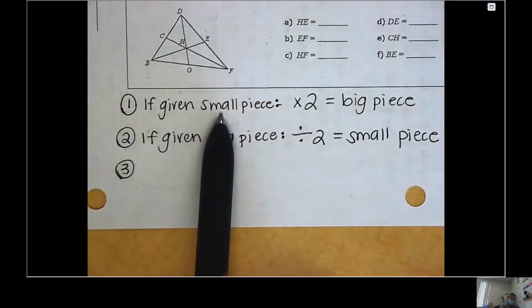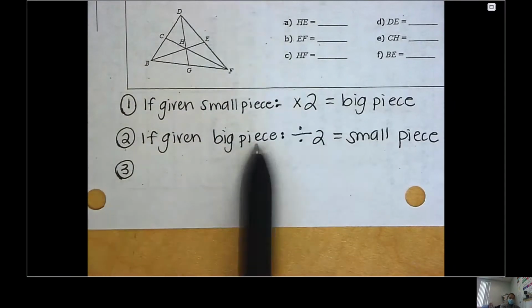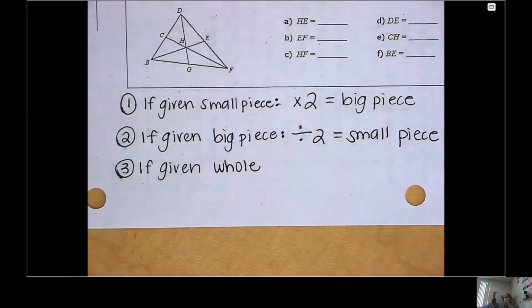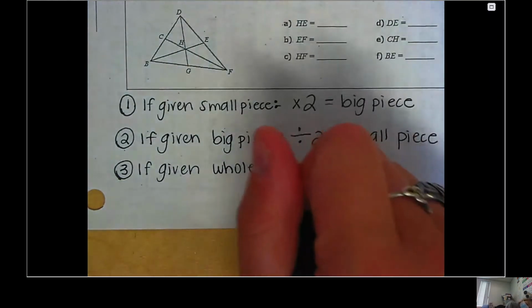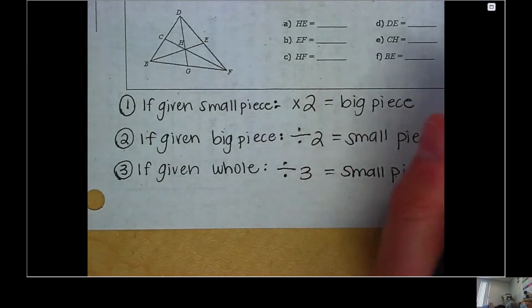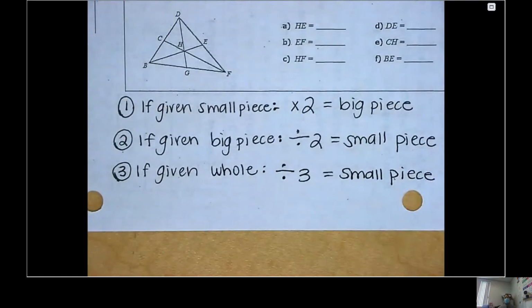Okay. So last scenario. If you're given the small piece, multiply by 2. Given the big piece, divide by 2. If you're given the whole, that means from the start to the end does not include the centroid, right? From the start to the end, you should divide by 3, and that will give you the small piece. Okay, so this is kind of like your little cheat sheet. It tells you how to set up each equation.